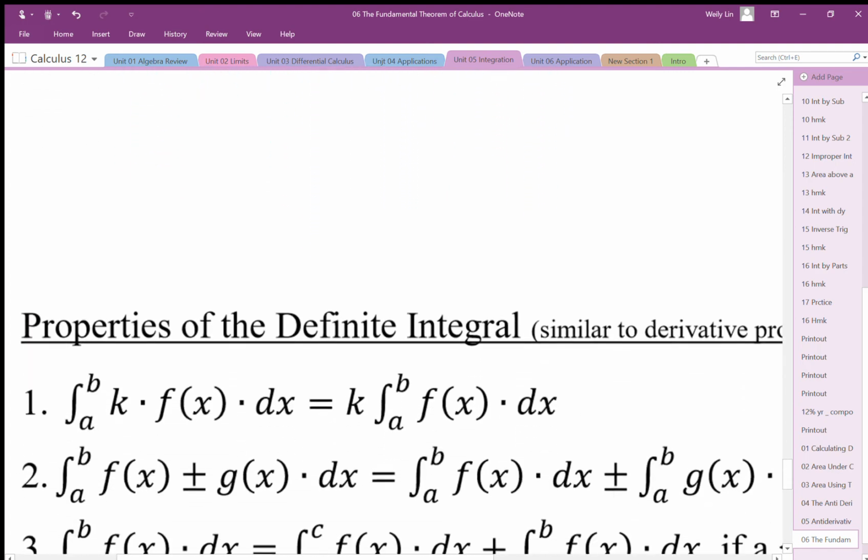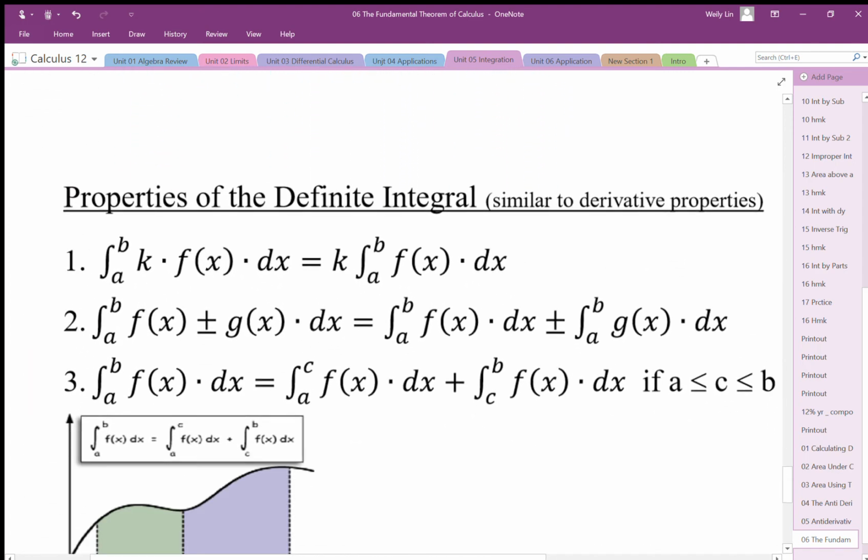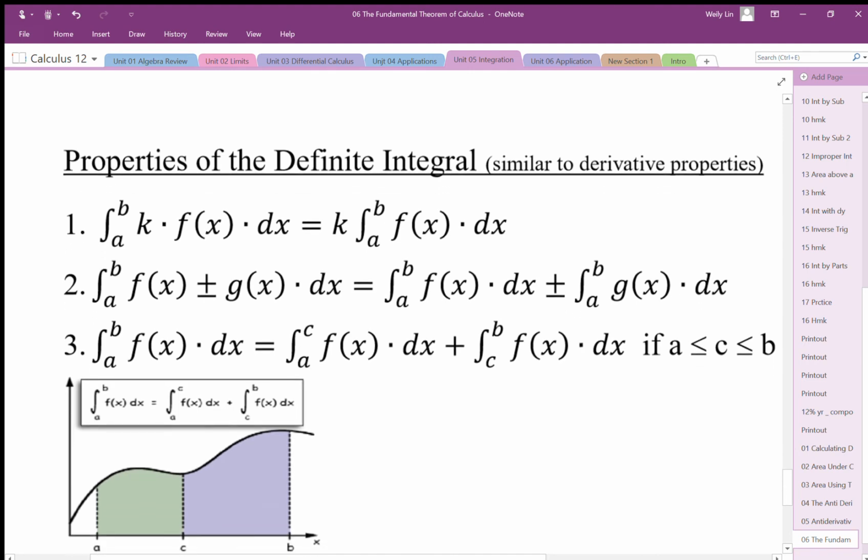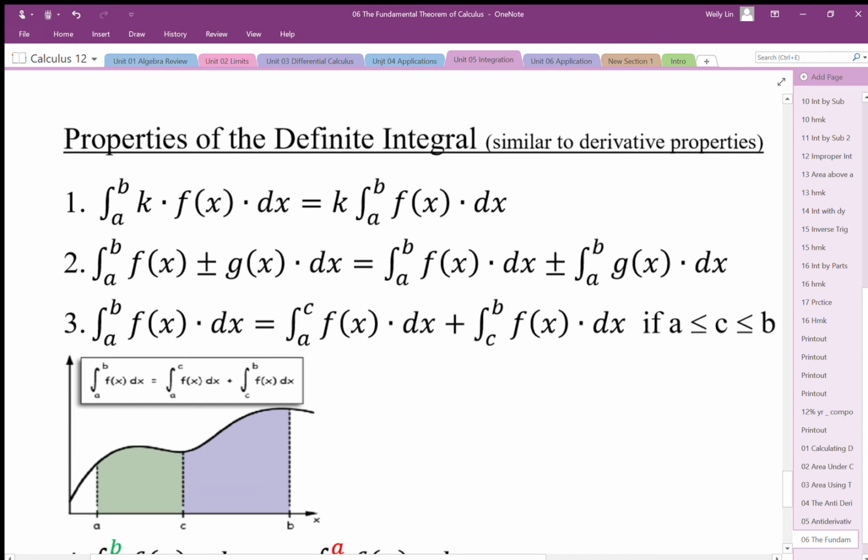So there are some properties to the definite integral, and they basically follow derivative properties. If we have a constant in integration, we don't differentiate constants, so we don't integrate constants. I can differentiate functions separately if they're separated by plus or minus, so I can integrate them independently with a plus or minus. This one's kind of important, the next one. This one is fairly straightforward.